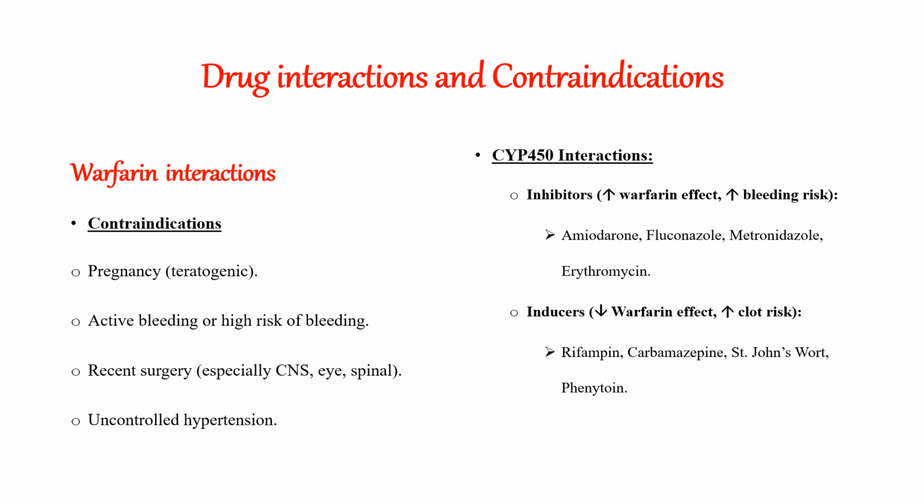CYP450 inhibitors, such as amiodarone, fluconazole, and erythromycin, can increase warfarin levels, heightening the risk of bleeding. Conversely, CYP450 inducers like rifampin, carbamazepine, and phenytoin can reduce warfarin efficacy, increasing the risk of thrombosis. Because of these interactions and its narrow therapeutic window, regular monitoring of the prothrombin time and international normalized ratio, PT and INR, is essential to maintain safe and effective anticoagulation.